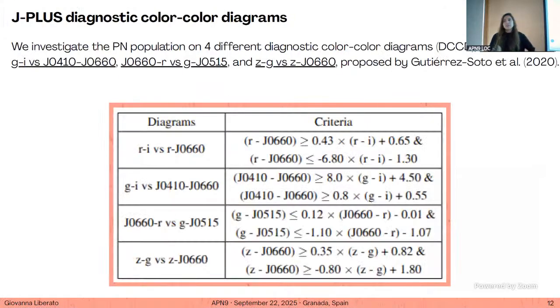Okay, so having these magnitudes, we decided to plot them on color diagrams, these 4 color diagrams that you can see here, proposed by Gutiérrez Soto and collaborators. And we also plot the criteria that they developed to search for halo planetary nebulae in the Milky Way, to assess the possibility that some of these planetary nebulae might belong to the halo.